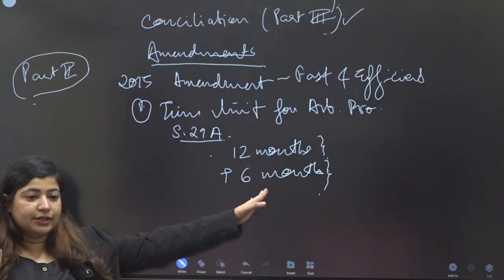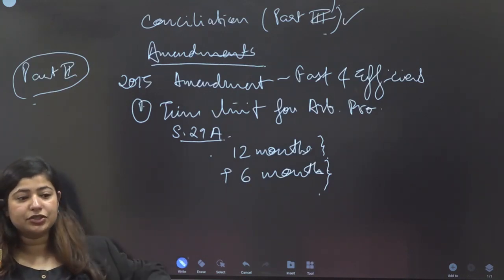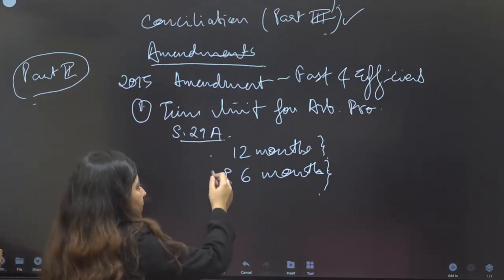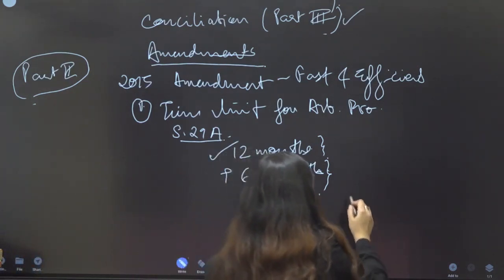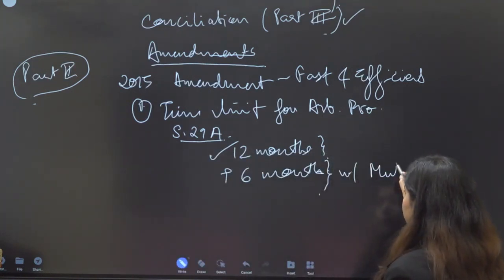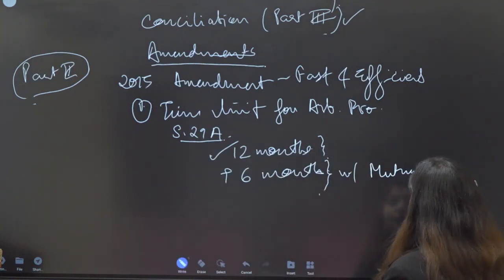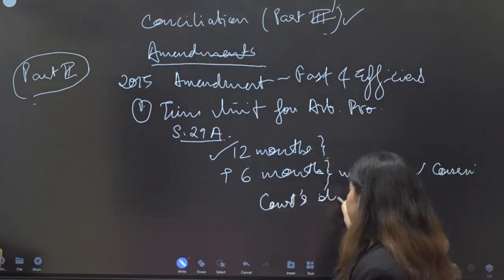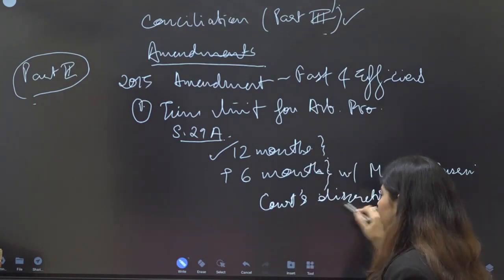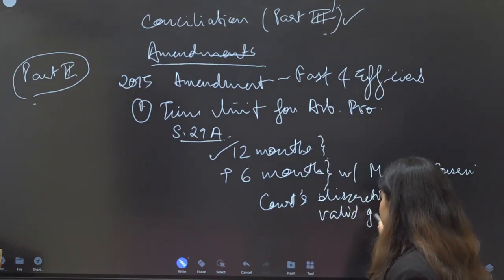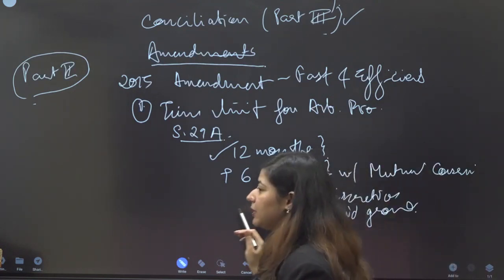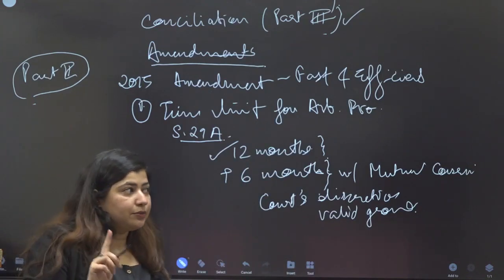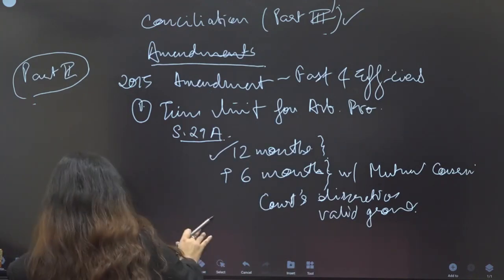If more extension is needed, further extension only by court on valid grounds. So there is a limit of 12 months. A 6 month extension will be with mutual consent, and if after 6 months they want more extension, it will be the court's discretion on valid grounds. Whether the court allows it or not will be completely dependent on the court. So there is a time limit for arbitration proceedings. This is the very first change that came with the 2015 amendment.